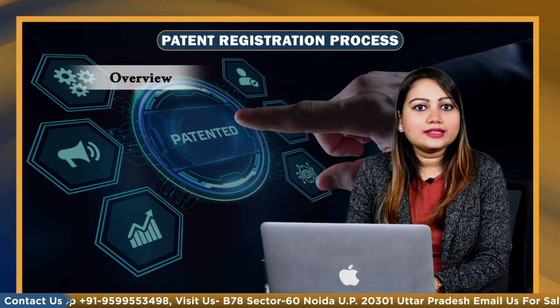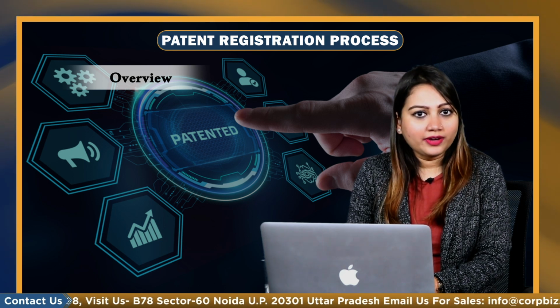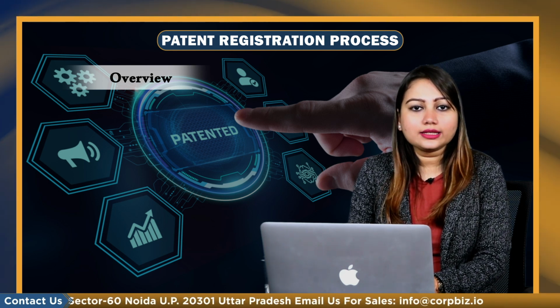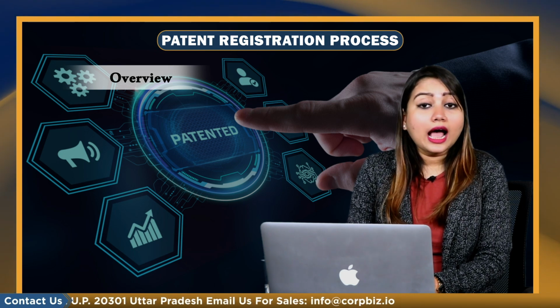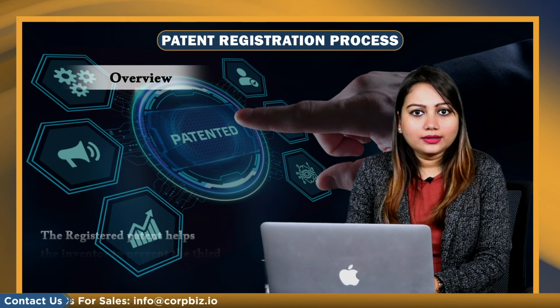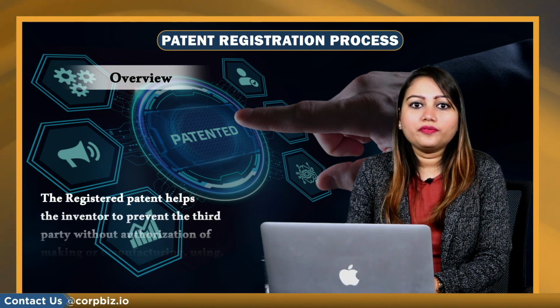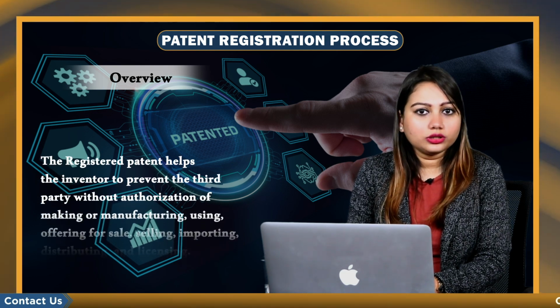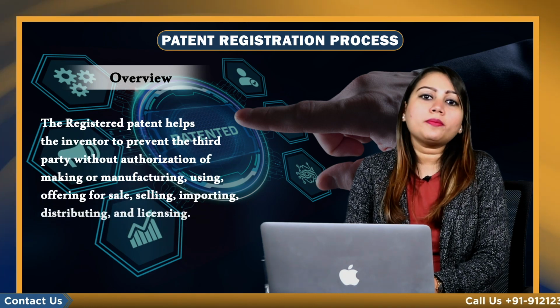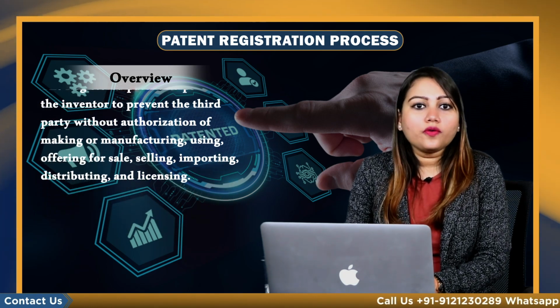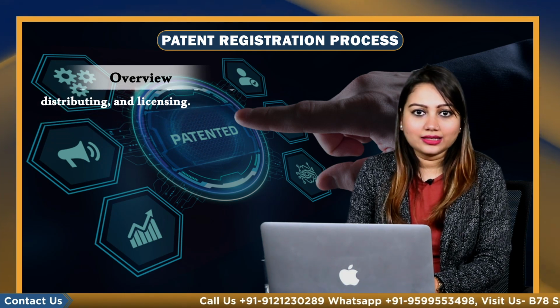Let's take a look at the overview of patent registration. Patent registration provides a statutory right to the inventor by the government for his or her invention, which is either a new process or a new product. The registered patent helps the inventor to prevent third parties, without authorization, from making or manufacturing, using, offering for sale, selling, importing, distributing, and licensing.